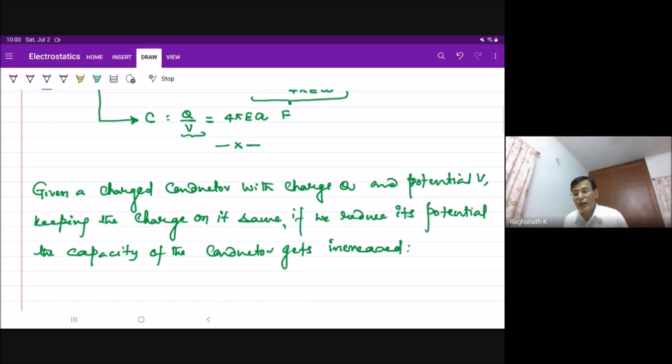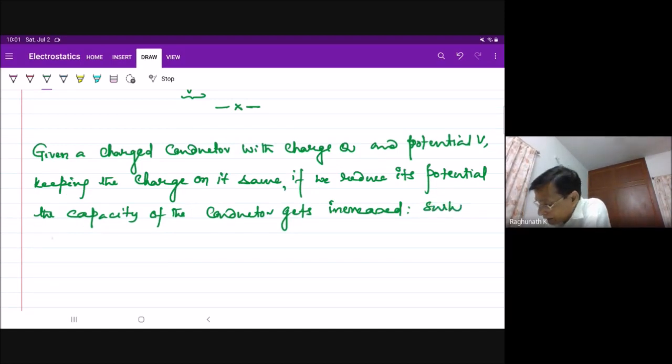Yes or no? I have a charged object. Q coulombs of charge is there on that object, because of which the potential of that object has become V. If we can reduce the potential of that object without changing the charge on it, the denominator is reduced. In C is equal to Q by V, if you reduce V, keeping Q same, we say that its capacity gets increased.